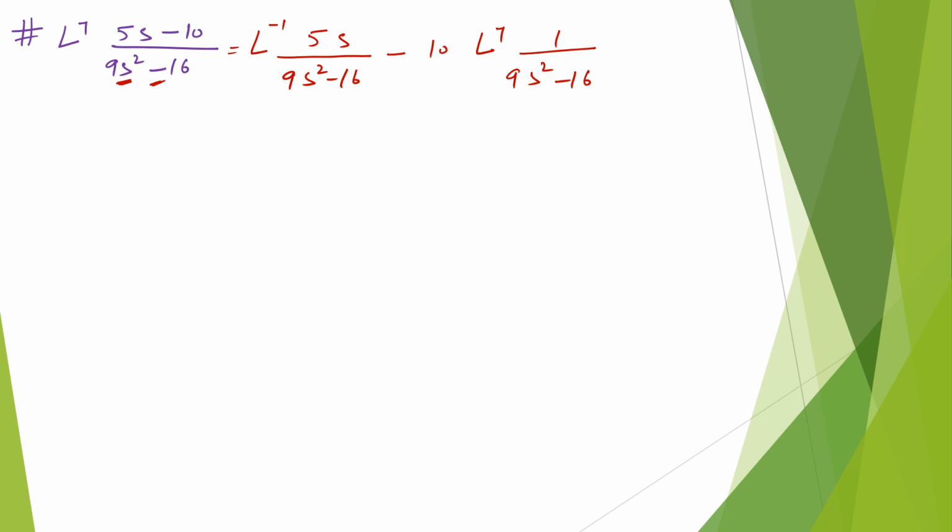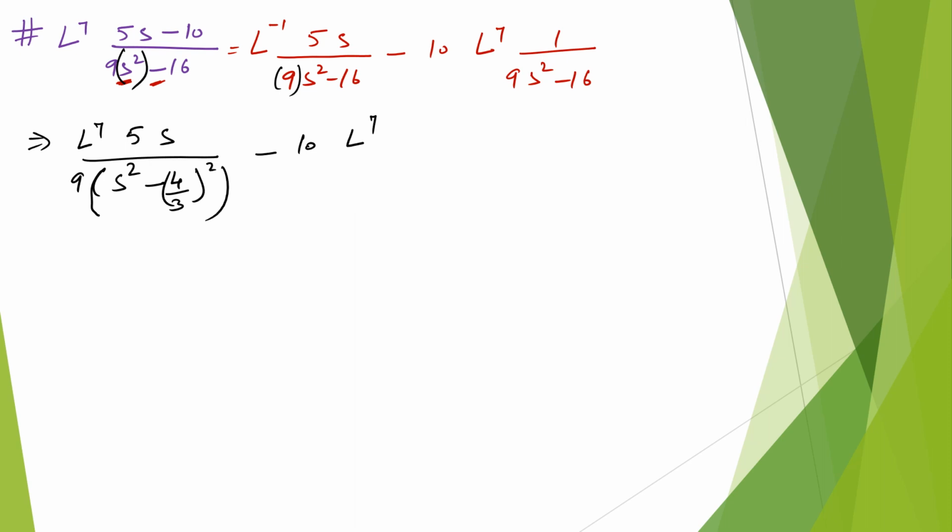Now for the first portion, in any sine or cosine function s square is always multiplied with 1. So we have to consider 9 as a common term. So Laplace inverse of 5s over 9, with 9 as common, then s square minus 4 by 3 whole square, minus 10 Laplace inverse of again 1 by 9 common, then s square minus 4 by 3 whole square is the second term.